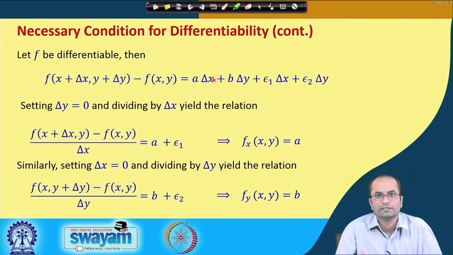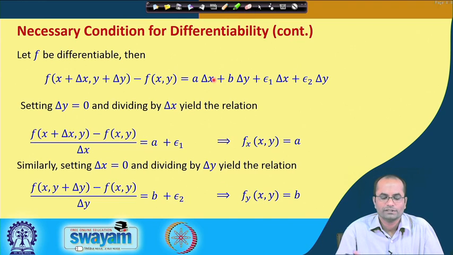If one of the conditions is violated, like the function is not continuous, or one of these two partial derivatives does not exist, in that case we can immediately claim that the function is not differentiable, because these two are the necessary conditions, the continuity of the function and the existence of partial derivatives. So, if one of these conditions is violated, then we can immediately conclude that the function is not differentiable.